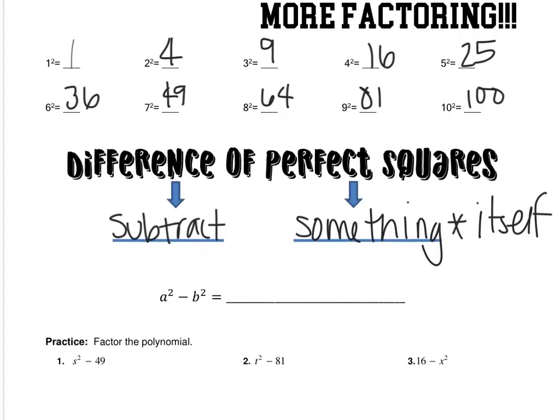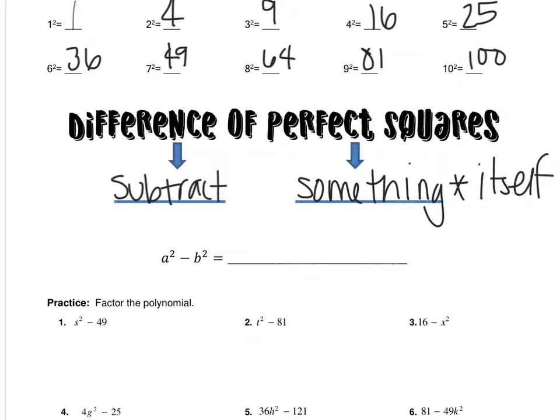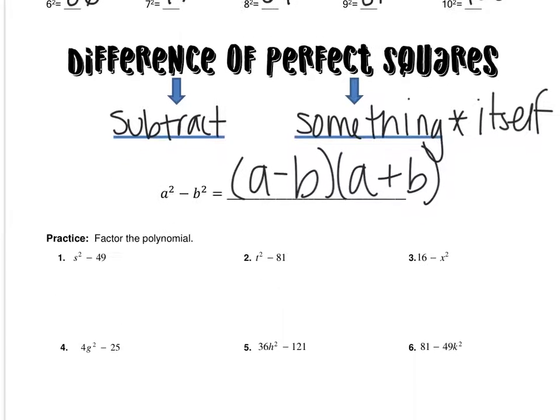So when we have a polynomial, a binomial really, that's a difference of perfect squares, that means that there's a subtraction sign in the middle as we see here, and two things that are representative of something multiplied by itself. So a squared would be a times a, and b squared is b times b. And whenever you have a squared minus b squared, something that looks like this, it's going to factor really nicely into a minus b times a plus b. And every time this will be true. So we're going to look at some examples down here.